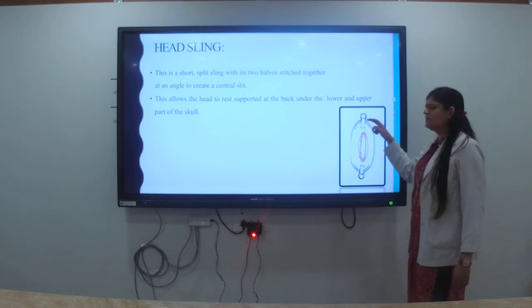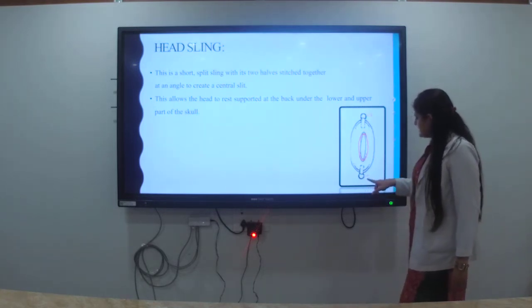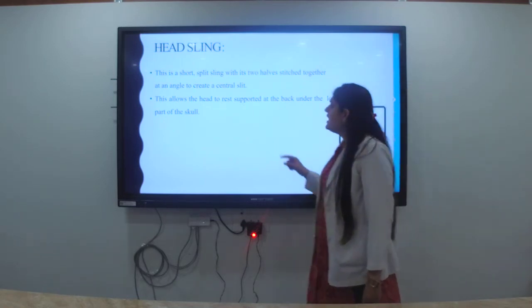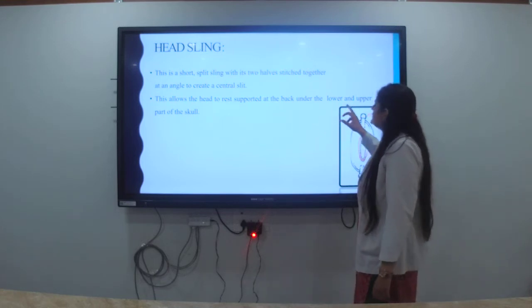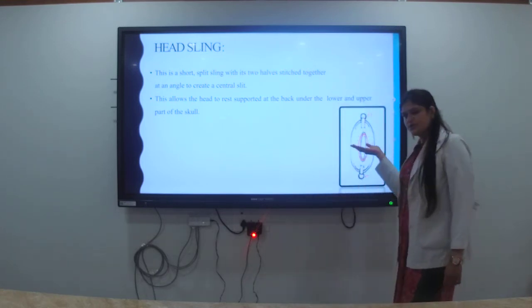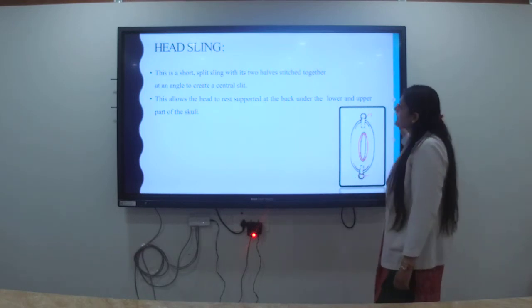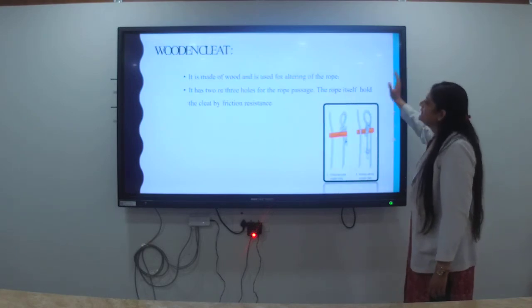Otherwise it would look like a normal single sling which will have 2 rings at the end. This allows the head to rest supported at the back under the lower and upper part of the skull. So this is exactly where the head is going to rest. This can only be used for supporting the head.